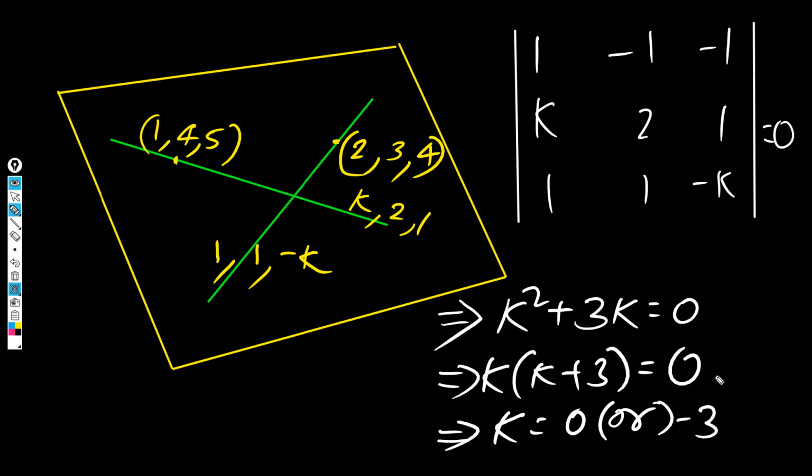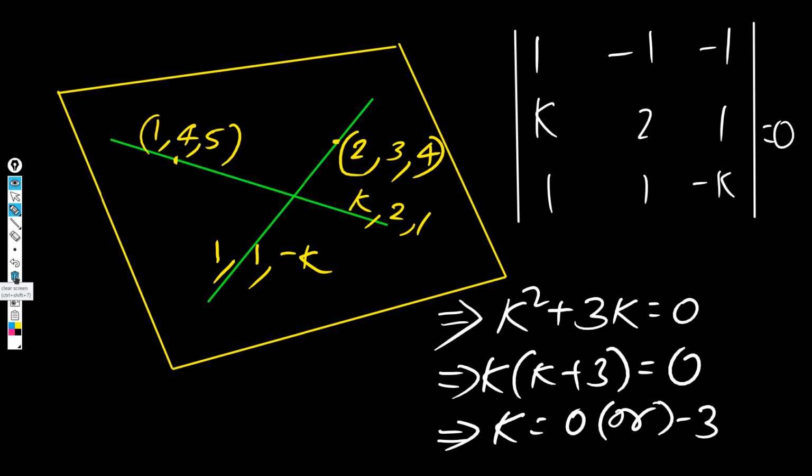So for this value of k, these two lines intersect each other. Okay? Now, let us move on to the next question. I think it is clear to everyone.